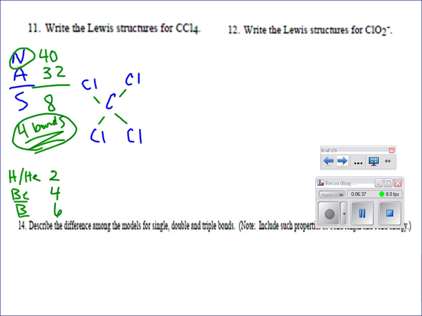That's 2, 4, 6, 8 electrons. Of the 32 that we actually have, we've used up 8. How many do we have left to pass around? Math is hard. 24, right? So we're going to place those in pairs, starting on the outside. 2, 4, 6, 8, 10, 12, 14, 16, 18, 20, 22, 24. Voila, there it is.